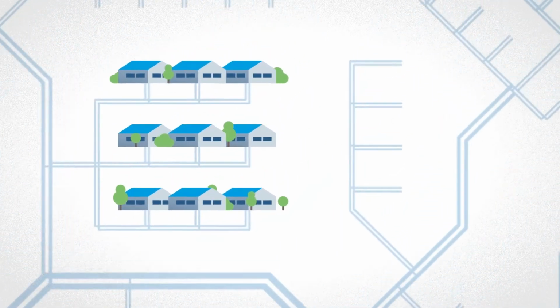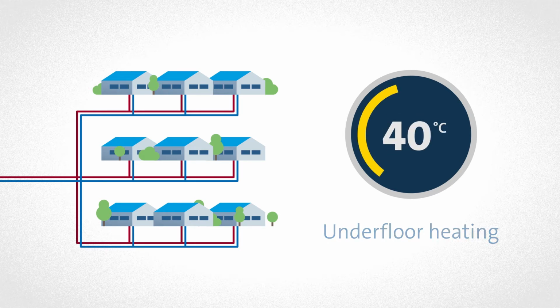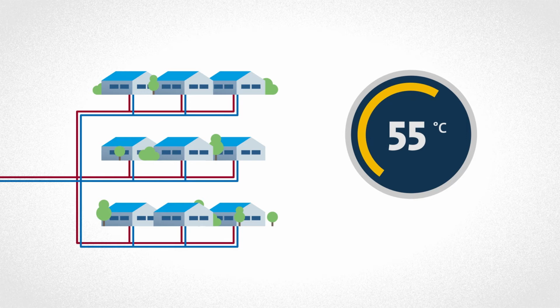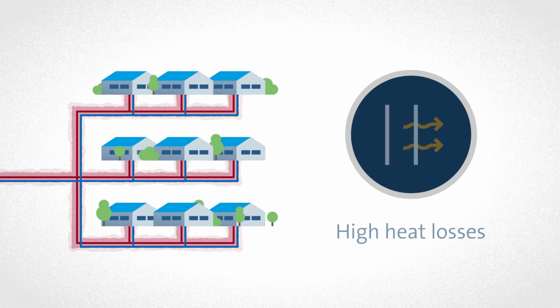In zones with houses, the hot water might only be used for underfloor heating at a temperature of 40 degrees Celsius, and slightly higher at 55 degrees Celsius for hot water production. The low heat demand, combined with small pipes in these areas, results in high heat losses in the system.